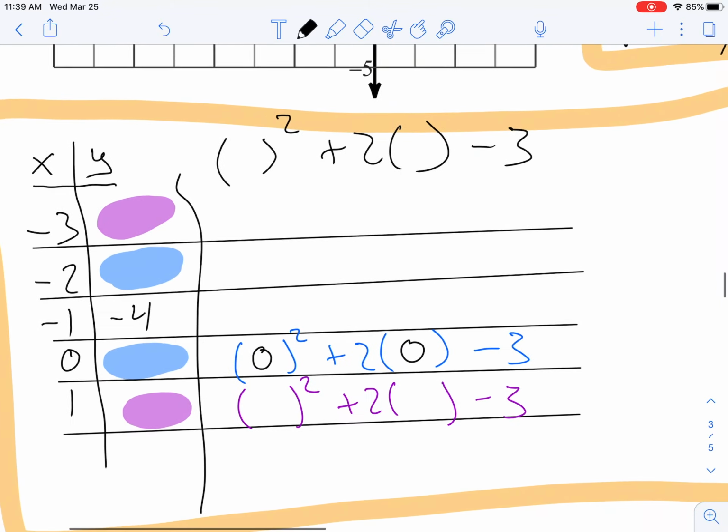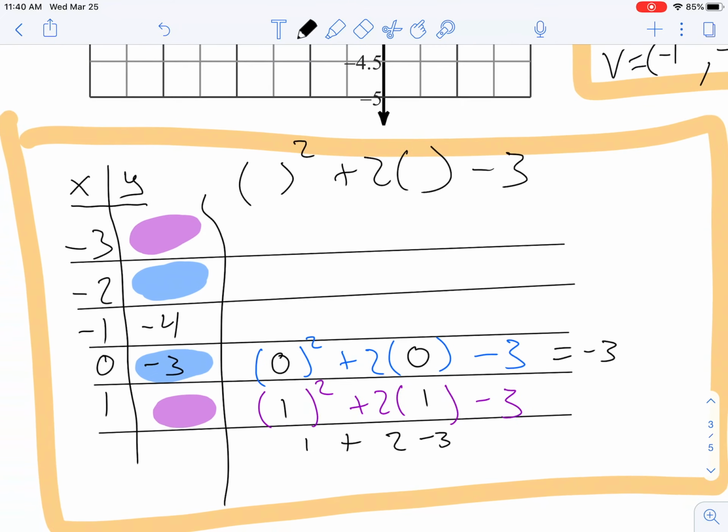what is y? So if I were to evaluate this, 0 squared is 0, plus 2 times 0, which is 0, minus 3. So 0 plus 0 minus 3 gets us a negative 3. If we were to plug in a 1, we would have 1 squared, which is 1, plus 2 times 1, which is 2, minus 3.